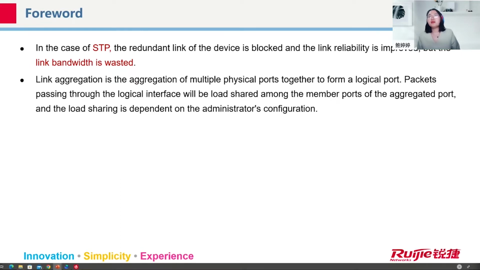And about the STP, we say if we enable this one, at least one link is broken. Because we hope we can avoid the loop, one link's bandwidth will be wasted. But if we use link aggregation, we can make multiple physical ports together like a logical port, and every traffic can use the logical port automatically. We can also provide load balance here, so all the bandwidth can be used. This is the advantage of link aggregation.